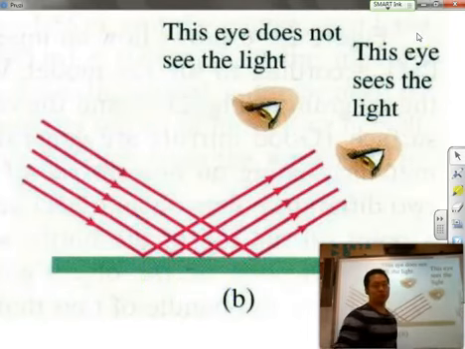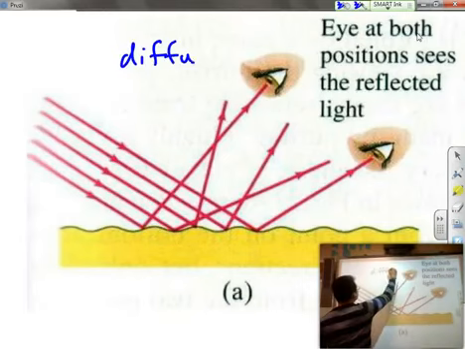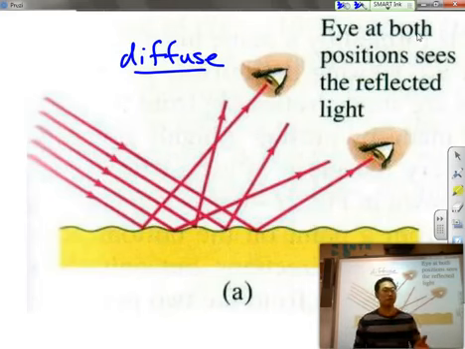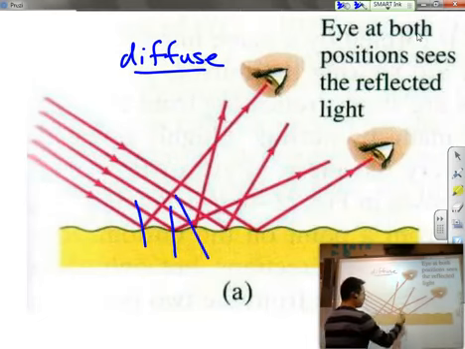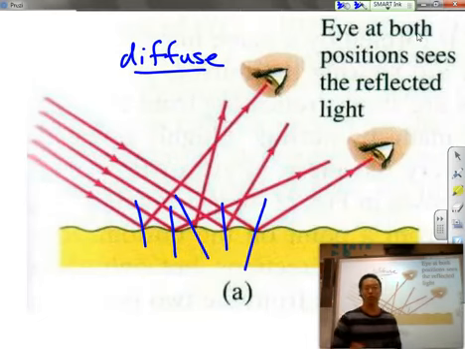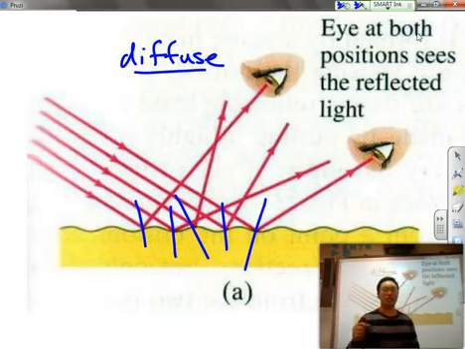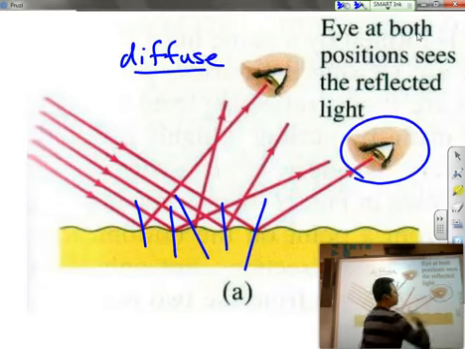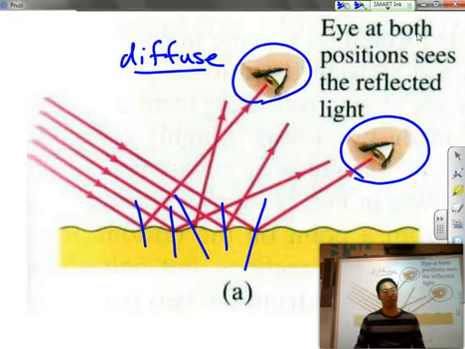When we talk about diffuse reflection, the surface is bumpy, and because it's bumpy, the normal line is different at each location. It might look like this over here, and it's going to be completely different depending on what the surface is. But because of the rough surface, the light is going to reflect in all different directions. And because it reflects in different directions, that means that a person at one location is able to see it, and someone at a different location is able to see it as well. And this covers most objects in the real world.